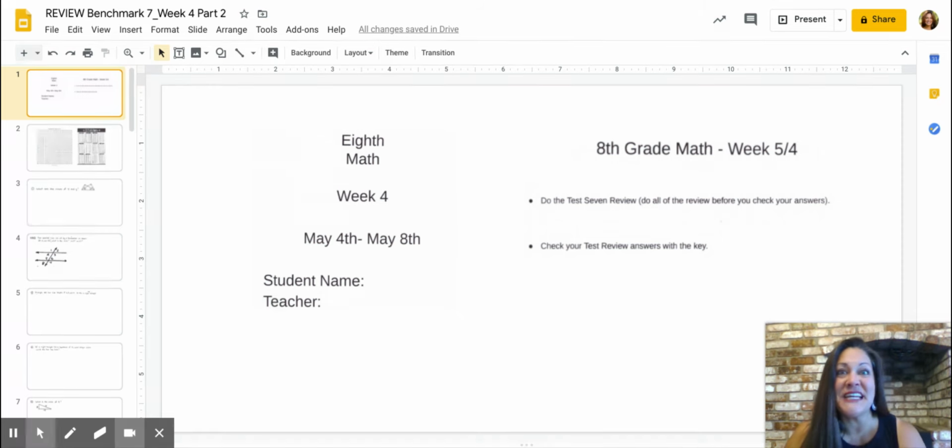This is where it starts getting gnarly. This is our review for benchmark number 7, which is the final benchmark for the whole year. A blessing and a curse, I would say. A blessing because it reviews and goes over everything we've done this year. Curse would be there's 48 problems. But it really is a good thing.